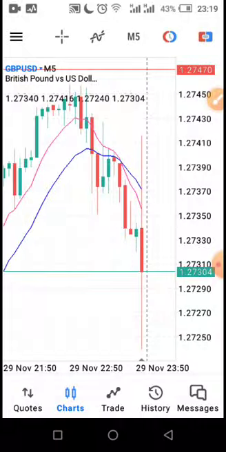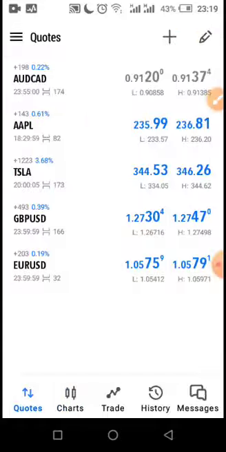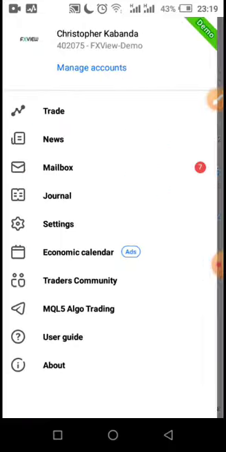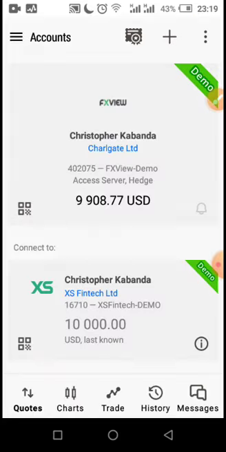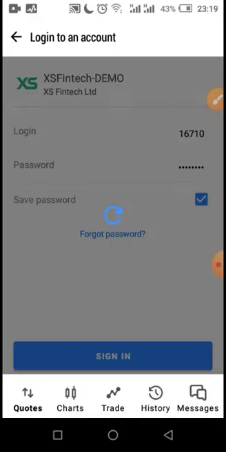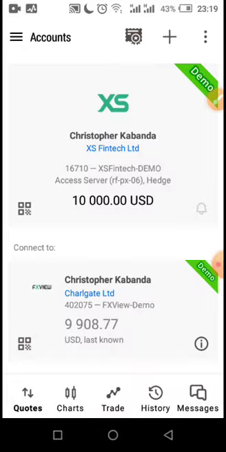with FXView for Zimbabweans. But for those outside of Zimbabwe, you probably will have access to better brokers. So you can just check, and if you're outside of Zimbabwe, try to see if you can get brokers with tier 1 level regulation, like those regulated with FCA of UK.